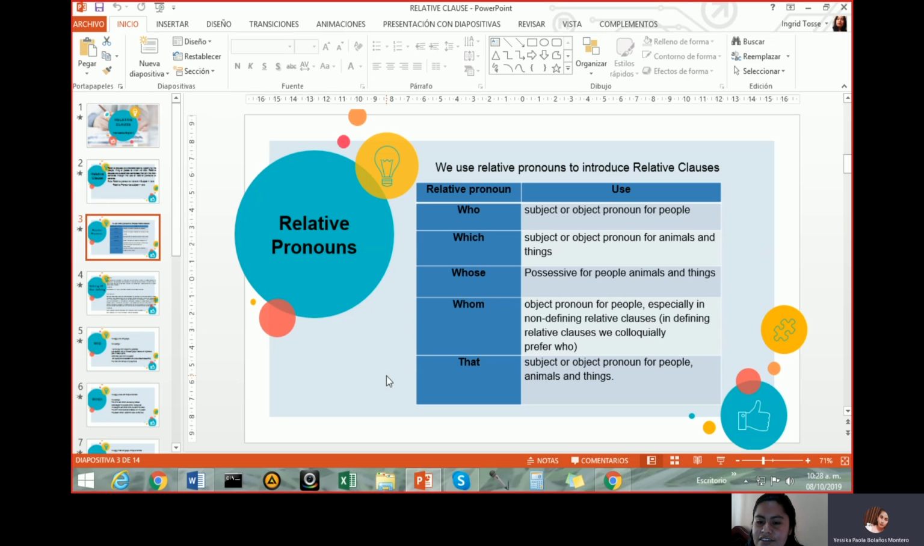Can you hear me, Jessica? Yes, teacher. Okay, don't forget it. Animals and things we use with which. With whose, whose is the possessive for people, animals, and things. Now, with whom, we apply it with object pronoun for people, especially in non-definite relative clauses. In definite relative clauses, we clearly prefer who. Okay, teacher. Now, with that, it's the subject or object pronoun for people, animals, and things. We apply this with animals, things, and people. Okay, teacher.